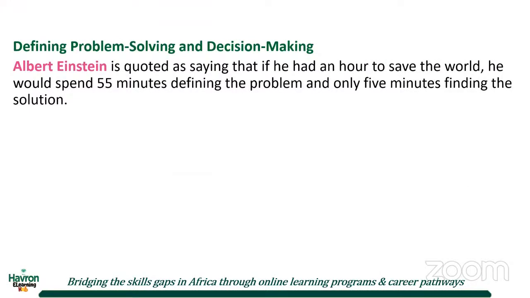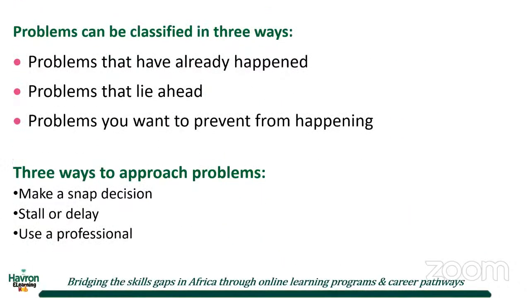So one scholar, Albert Einstein, next slide please, is quoted as saying that if he had an hour to save the world, he would spend 55 minutes defining the problem and only 5 minutes finding the solution. So while some people have argued with Einstein's numbers, the point is that a problem needs to be properly defined before you can come up with a solution that is worth implementing and deals with the problem adequately.